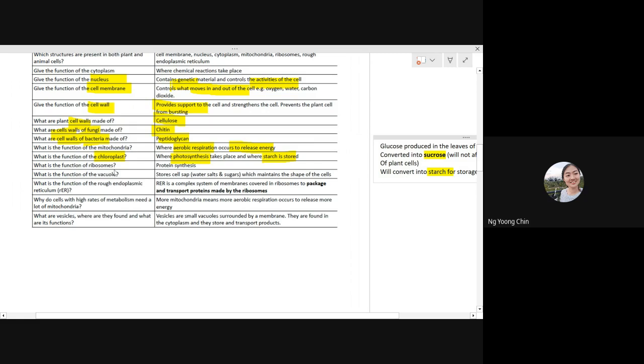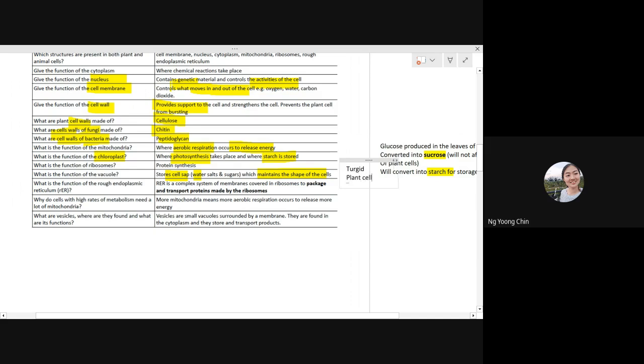And then how about vacuole? Vacuole will store the cell sap, which is the water. Just like I told you about the root hair cell, right? Actually, what is meant by cell sap? Cell sap is just the water content inside the cell itself. We call it cell sap. So usually the cell sap just contains water, salt, and some sugars. The vacuole has water inside because it helps to maintain the shape of the cell. So that's why the plant cell will appear turgid. So they will form a turgid plant cell.